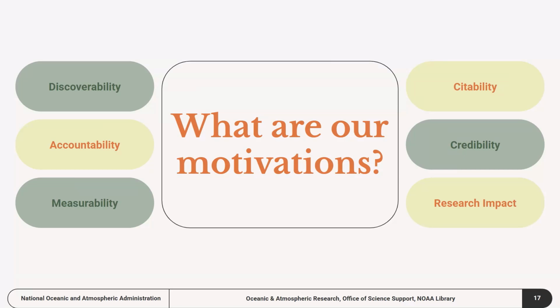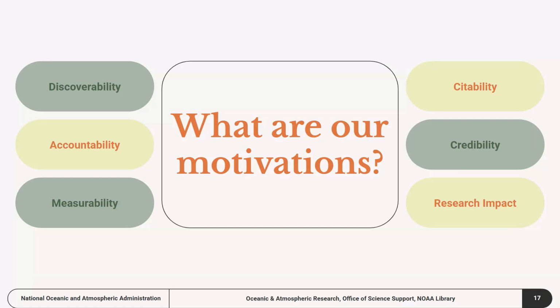So what is our motivation for doing all of this? For all of this work with all of these PIDs, why would we put in all of this effort? It's about the ilities, as we were calling them as I created this slide. It's about discoverability. It's about citability, accountability, credibility, measurability, and then I couldn't come up with an ility for research impact, but I think you get the gist here.